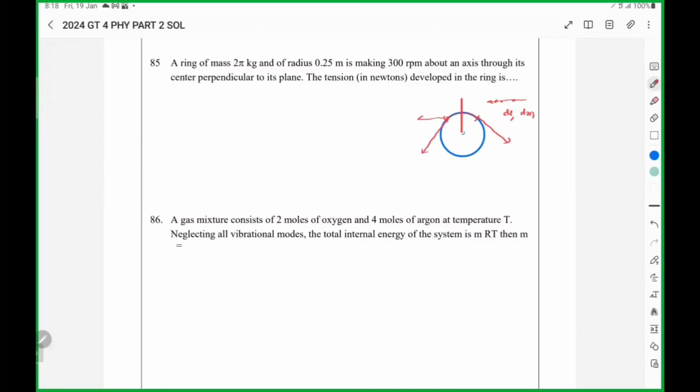Let us take the horizontal components. These two horizontal components are opposite to each other, so they get cancelled out. Here it is 90 minus theta, and here also T sine theta. So 2T sine theta is balanced by the centrifugal force, that is m r omega square. In fact, you take a small angle d theta.